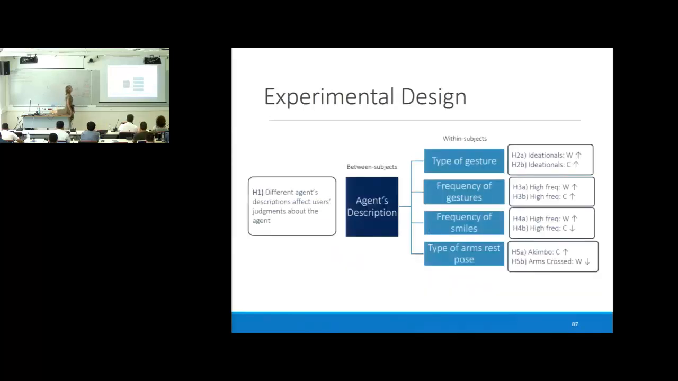So in summary, we have the hypothesis here that different agent descriptions will affect user judgment. We have a between-subject factor, the agent description, and for each condition in the agent description, we have a within-subject design where the type of gesture, frequency of smiles, and type of arm rest position are manipulated. And here are the hypotheses we have for each of them, which came from the study with human data. Okay?